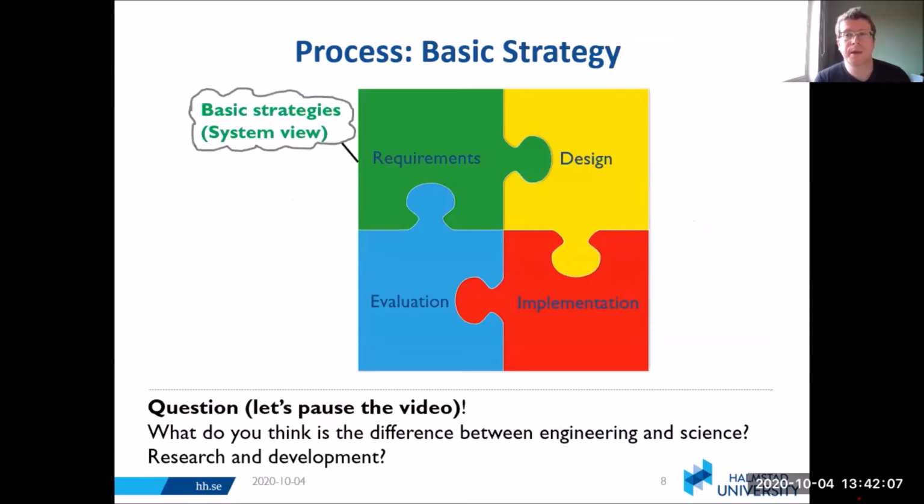Okay, so we've talked about people, and the next thing that I'd like to talk about is basic strategy for designing stuff. Please pause the video now if you want, and think: what is the difference for you between engineering and science? What is the difference between research and development? These are basic things that we have to consider when we're designing a system.